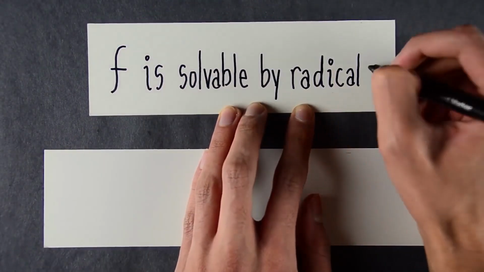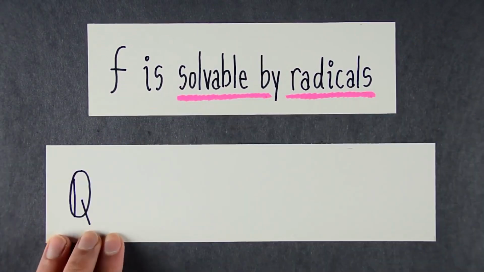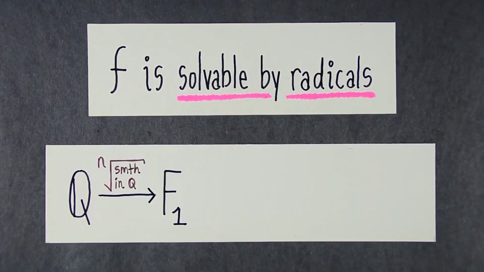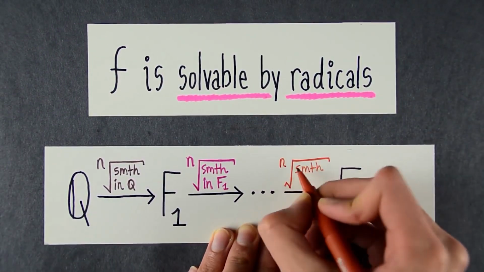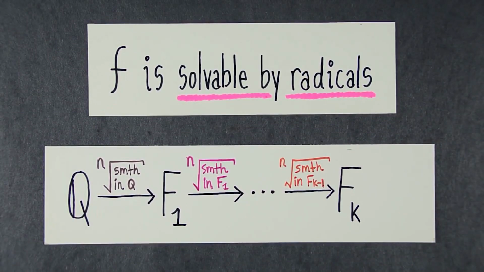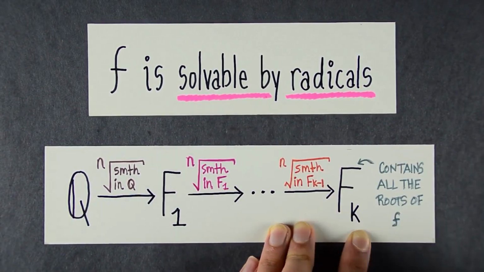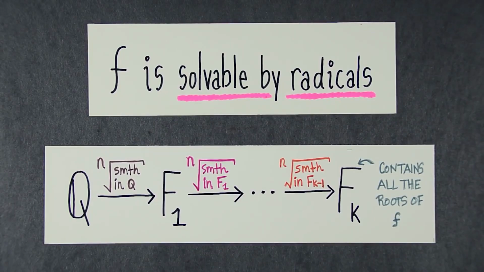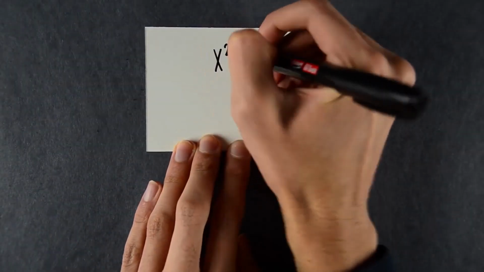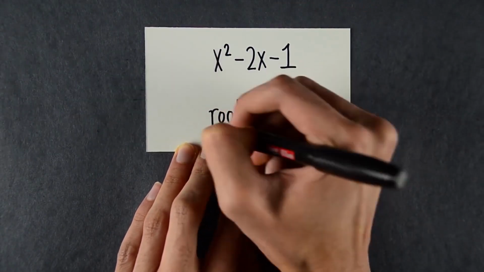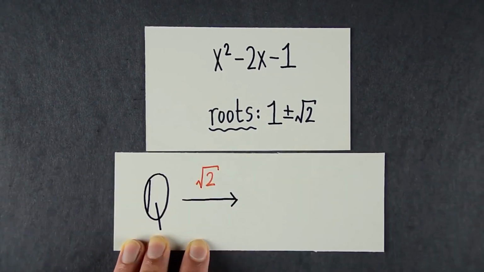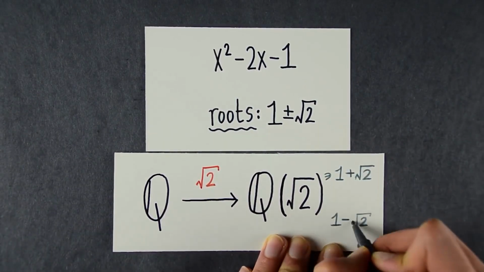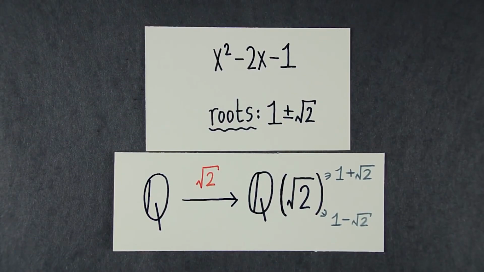That leads us to the key definition. A polynomial f is solvable by radicals if, starting with the rationals, you can extend the field one step at a time, at each step adjoining a root of something that lives in the previous field, and eventually arrive at a field containing all the roots of the polynomial. An example should clarify. For instance, this polynomial is solvable by radicals. This is because it has roots 1 plus or minus the square root of 2. If we adjoin the square root of 2, Q adjoin root 2 contains both the roots of the polynomial. That means that it's solvable by radicals.